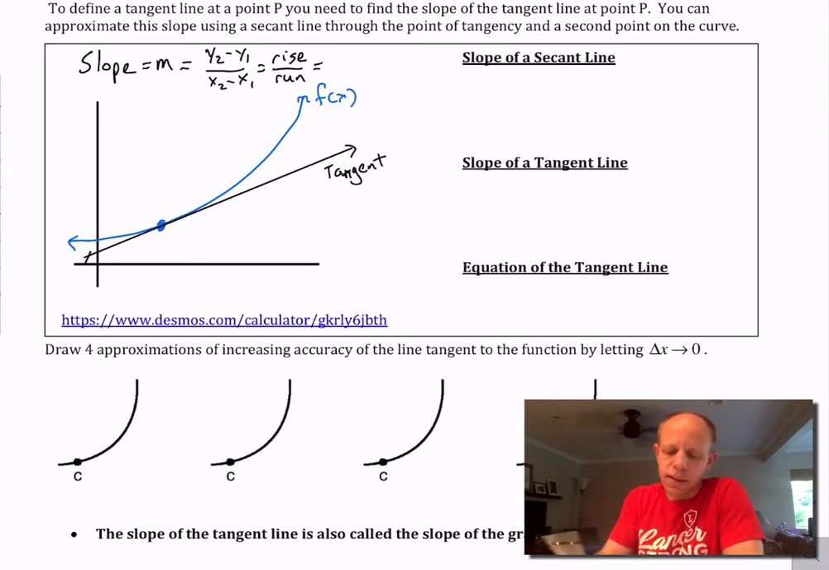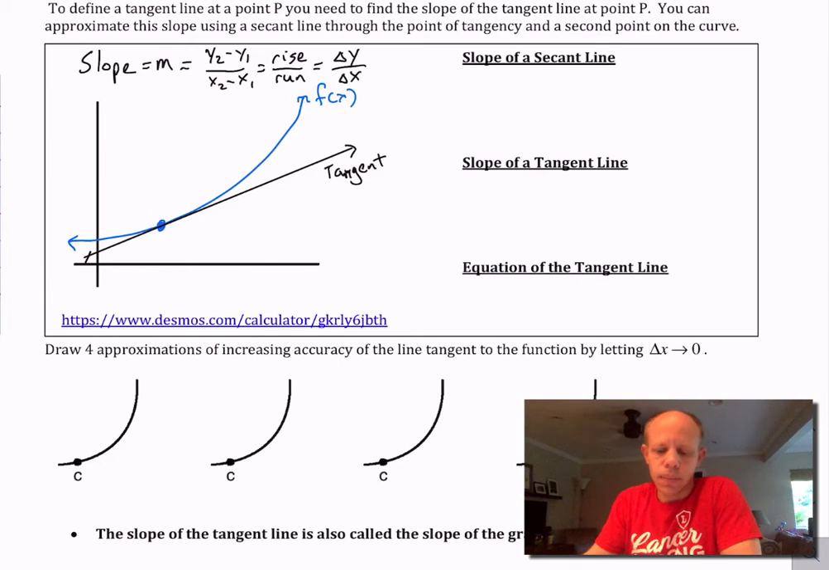Now we're going to clarify this a little bit more for our purposes today, and we're going to call the rise, or y2 minus y1, we're going to call that delta y, which is the change in y. Now the run, or x2 minus x1, we're going to call delta x, or the change in x. Now as we get closer to talking about calculus, this is going to become dy over dx, or the derivative of y with respect to x, which is basically the slope of that tangent line.